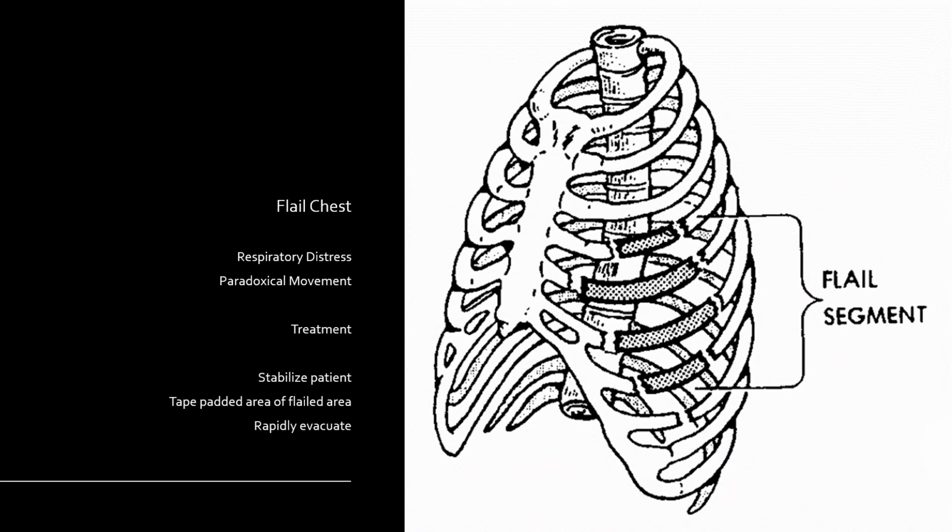And then we want to rapidly evacuate this patient and always treat for signs and symptoms of shock, because you don't know what those flailed rib segments have done. We don't want it to puncture a lung or injure that patient any more than has previously occurred.